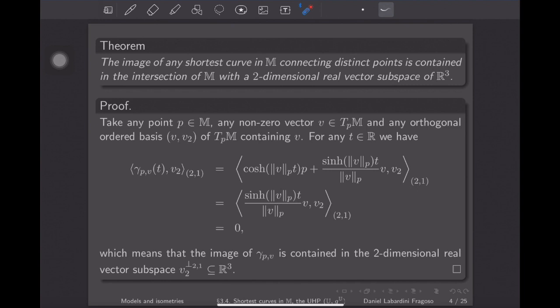Now I notice the following. Recall our curve gamma_{p,v}, which we already showed is a shortest curve passing through p at time zero, and when passing through p, its derivative is precisely the vector v, right? So it's a curve satisfying the initial conditions of passing through p with velocity v. And so for any real number t, this dot product is equal to this because of the formula for my curve. That's just the formula for the curve.